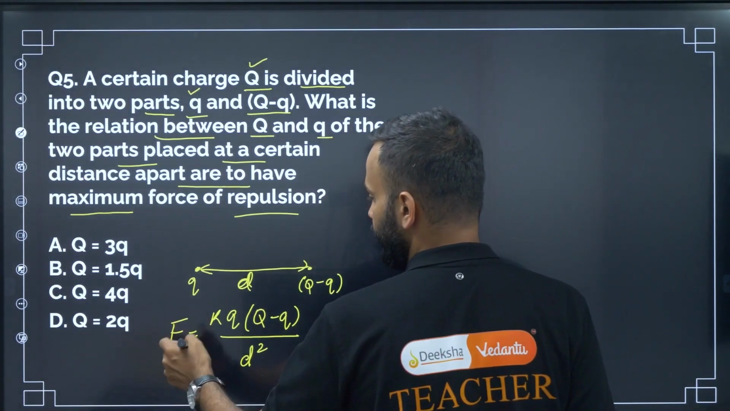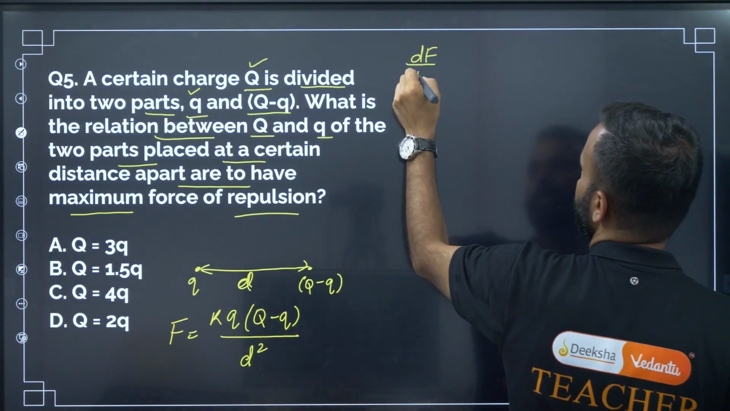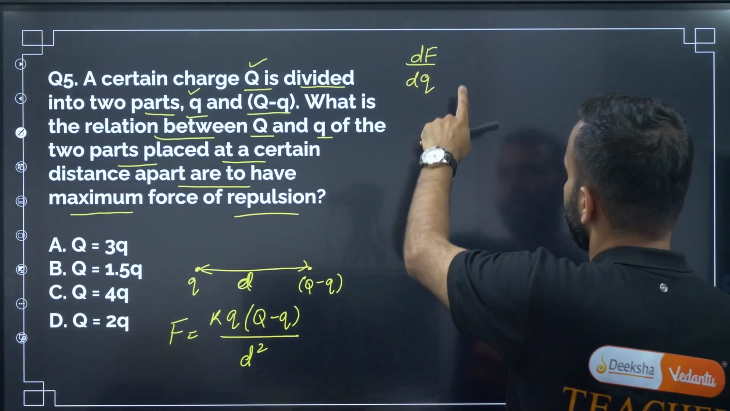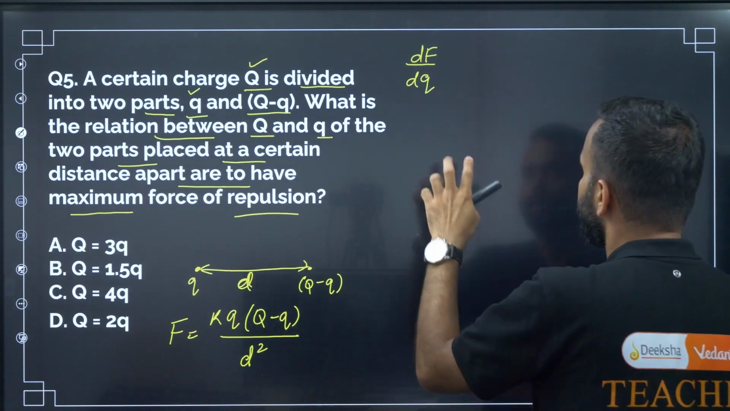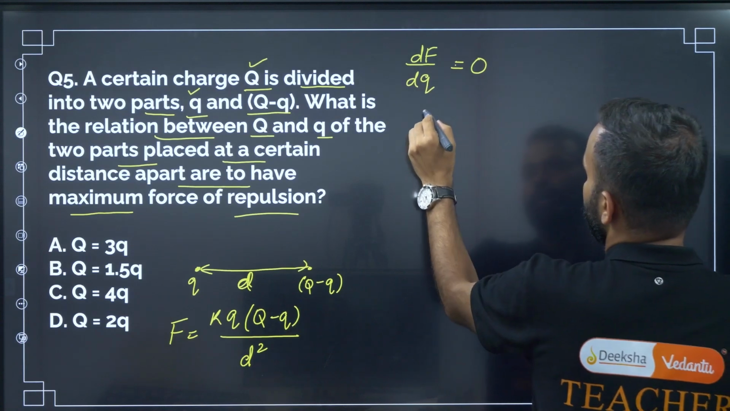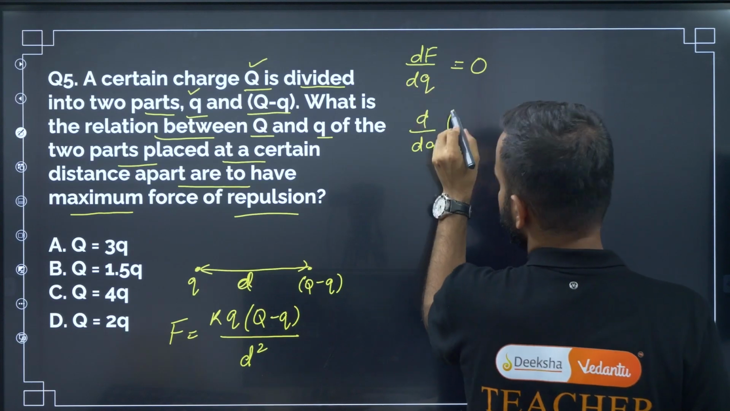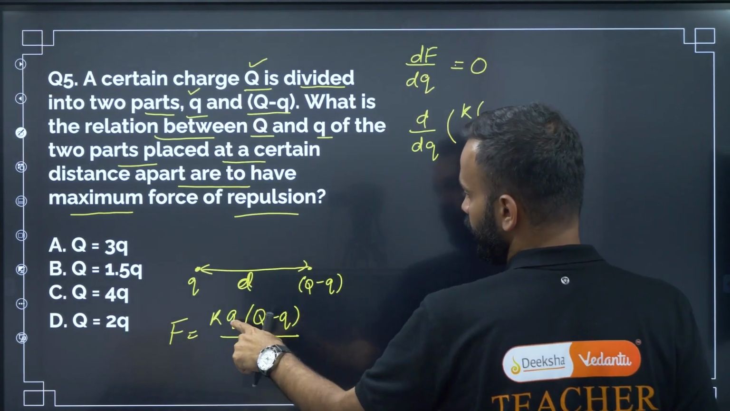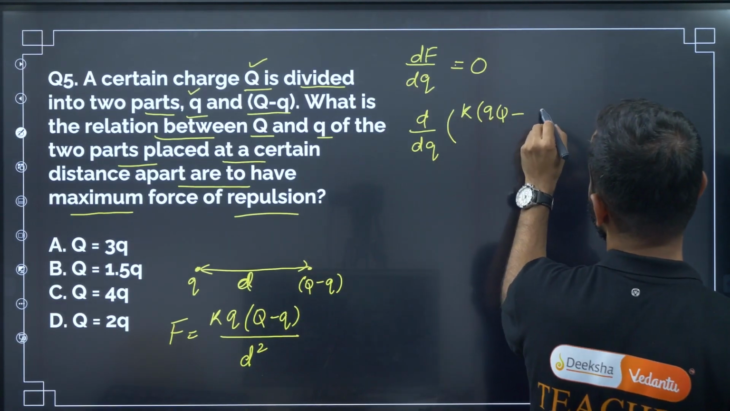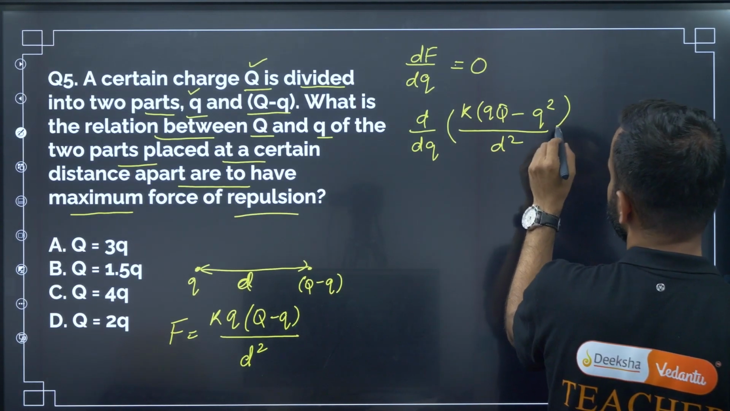Now we need to differentiate F with respect to q. So dF divided by dq, then equate that to 0. Now d divided by dq of K into small q into capital Q minus small q into small q, that is q square, whole divided by d square.